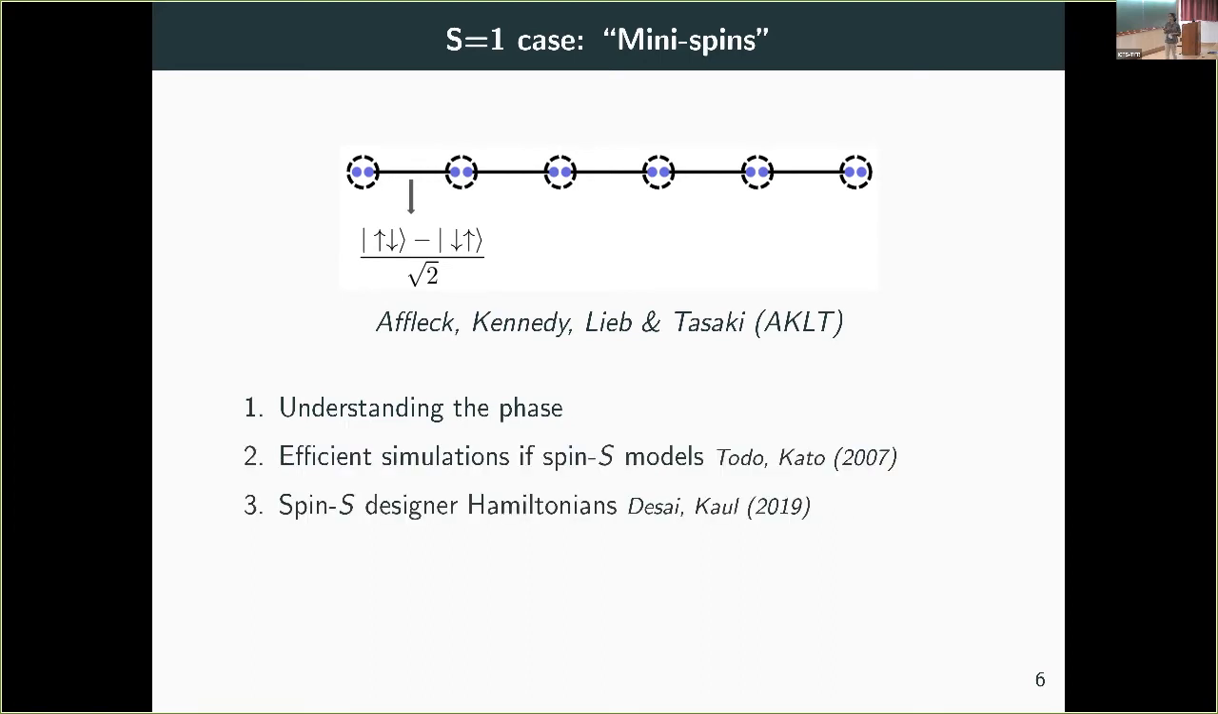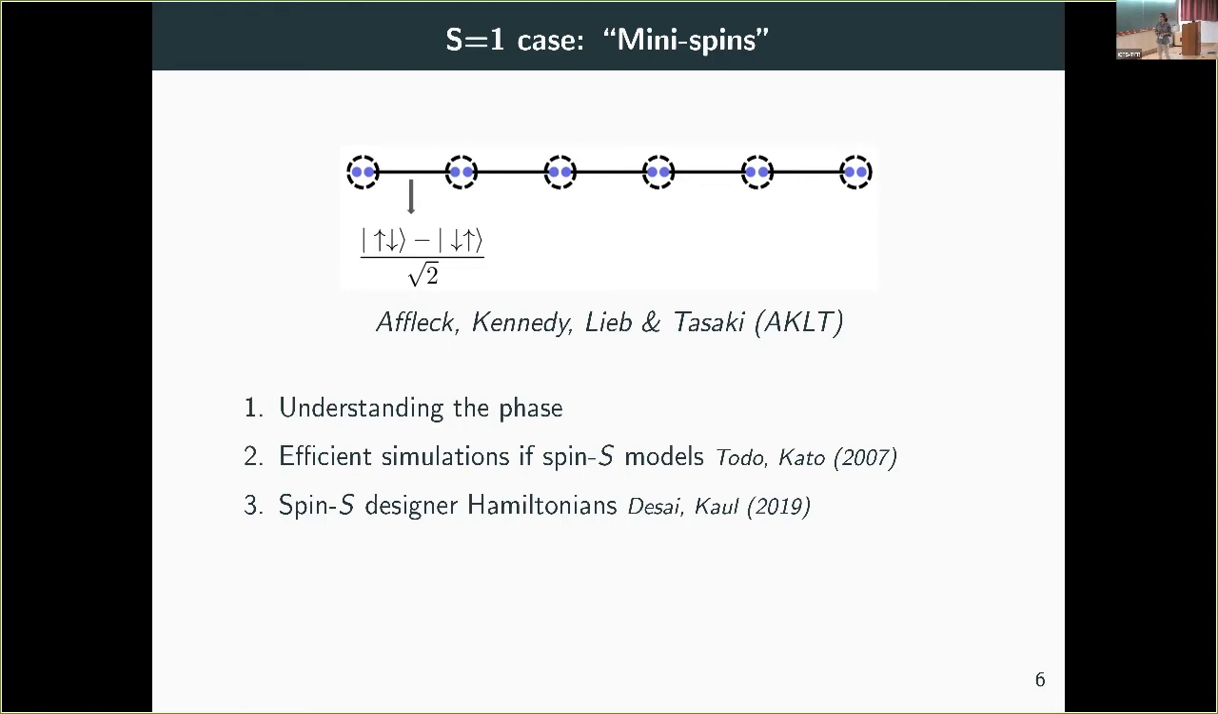There are other advantages which we find. One of the most important advantages is that it makes efficient simulations of spin S models possible. You can write each spin S in terms of 2S spin halves, put a symmetrization operator to make sure that all the spin halves are symmetric, and simulate any arbitrary spin S model in quantum Monte Carlo. This was realized by Todo and Kato.